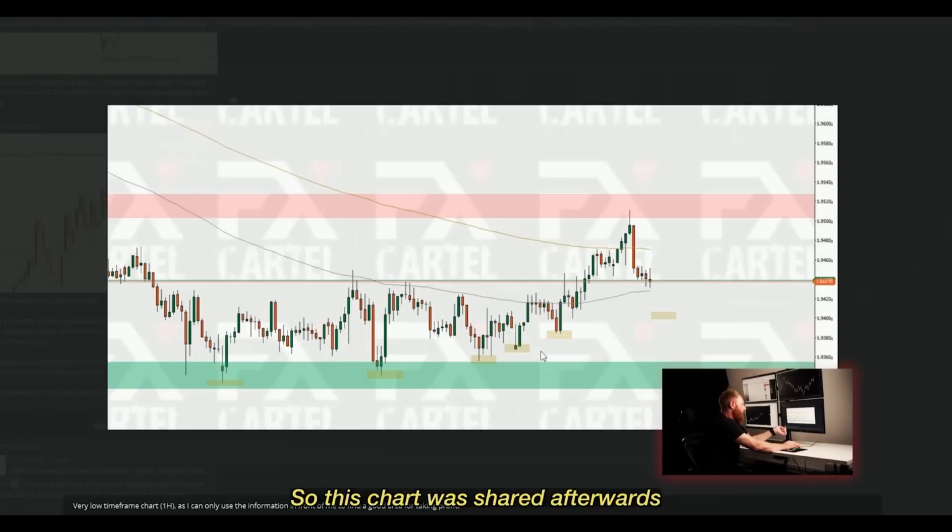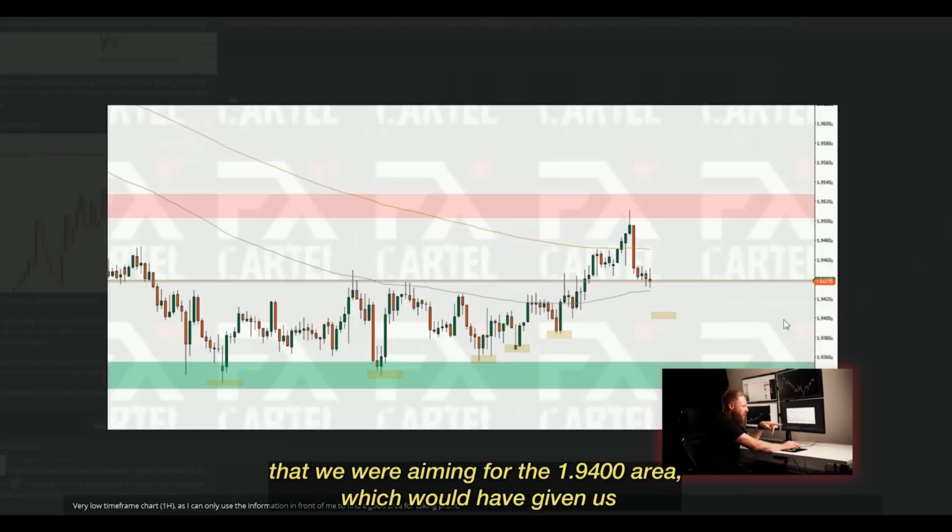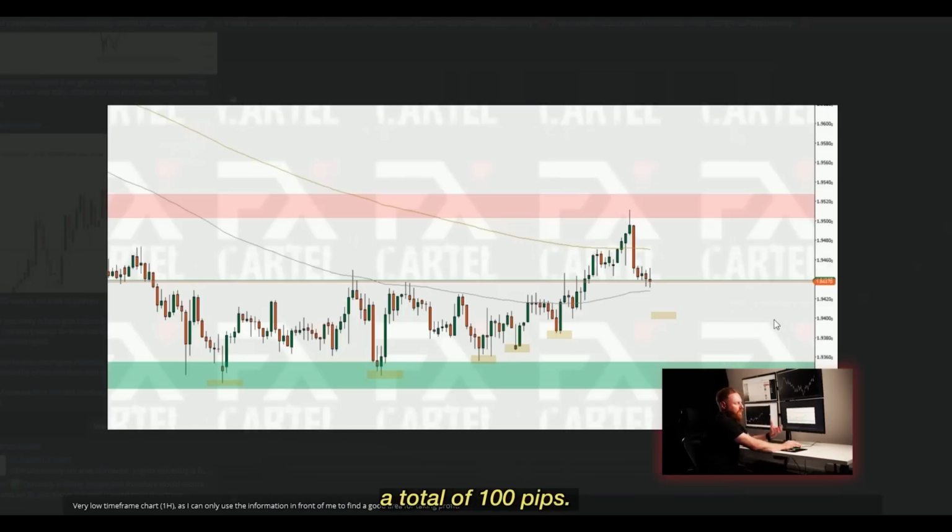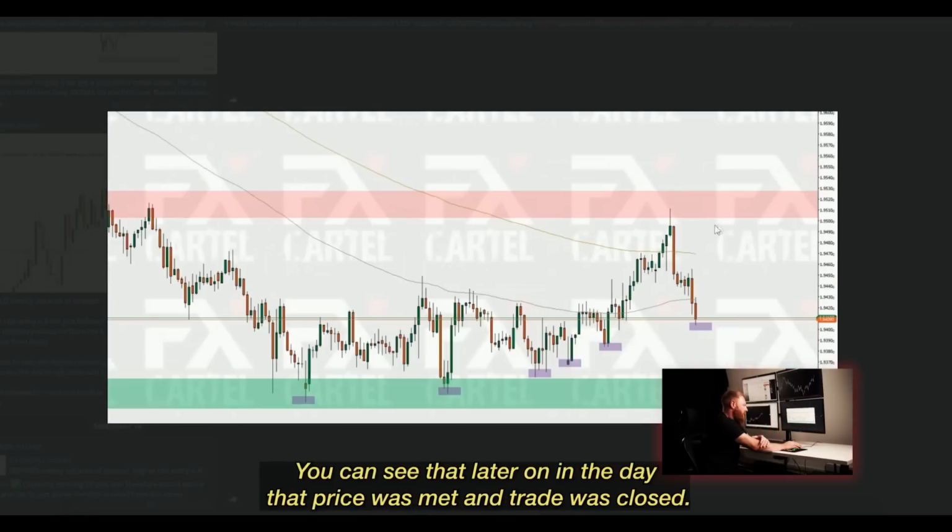So this chart was shared afterwards, that we were aiming for the 194 area, which would have given us a total of 100 pips, and you can see that later on in the day that price was met and trade was closed.